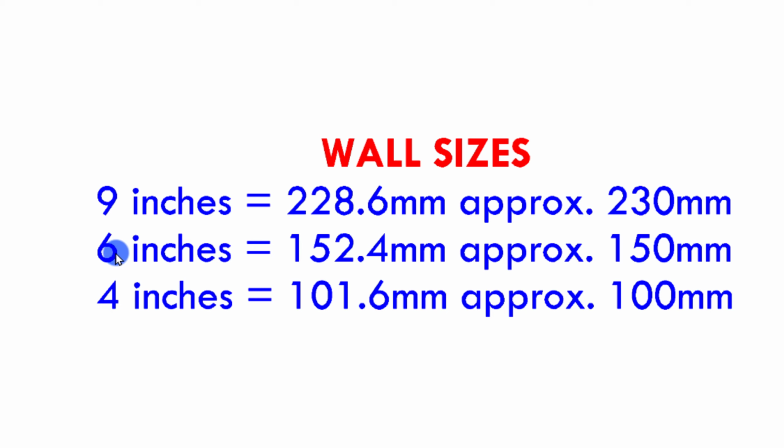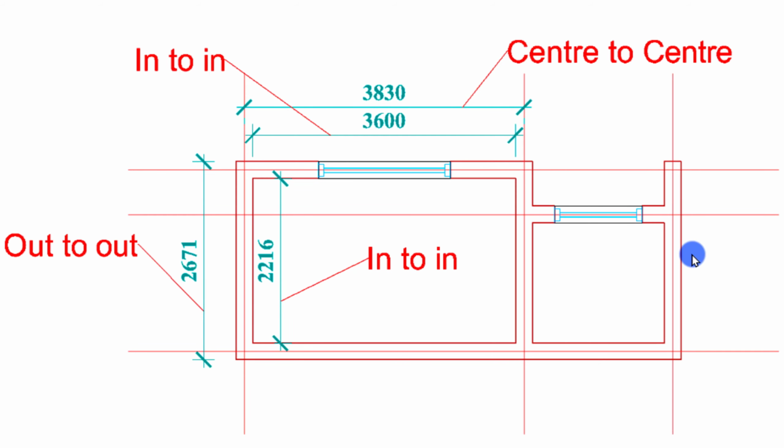It's the same thing with 6 inches blocks. We are going to use 150 millimeters. If you are drawing in inches, you use 6 inches as the size of your wall. And likewise, if you're using 4 inches, then you use 100 millimeters. Now, after determining the size of your wall, like in our case, we're going to use the 9 inches, which is 230 millimeters, as the size of our wall. The next thing we need to know is how are we going to draw this plan? Is our measure going to start from the center of one wall to the center of another, or are we going to draw using the in-to-in method, that is from inside one wall to another?